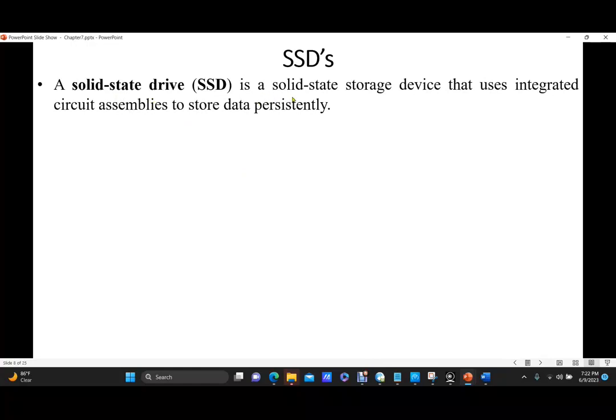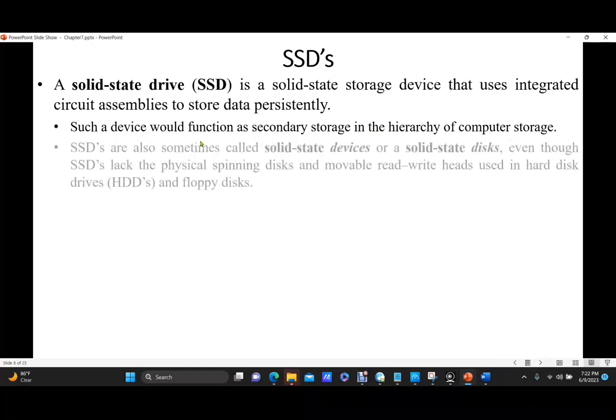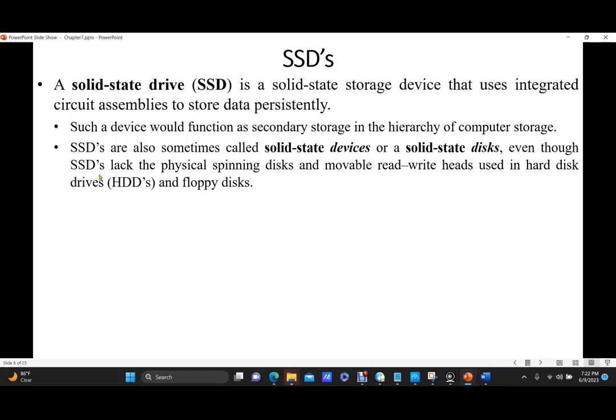Solid-state drives are solid-state storage devices that use integrated circuit assemblies to store data persistently. An SSD can function as a secondary storage in a hierarchy of computer storage. SSDs, solid-state devices, solid-state disks, even though they don't have any spinning disk, they don't have any movable read-write heads.